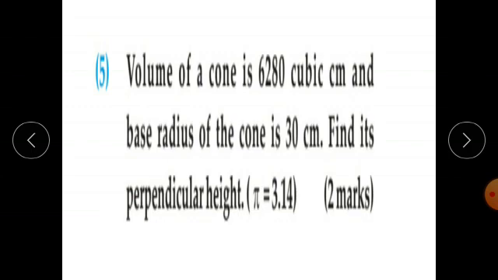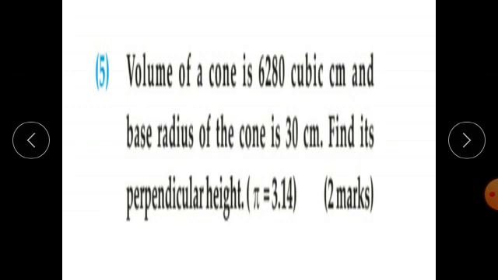Now question number 5. Volume of a cone is 6280 cubic centimeter and base radius of the cone is 30 centimeter. Find its perpendicular height, and the value of pi is given as 3.14.